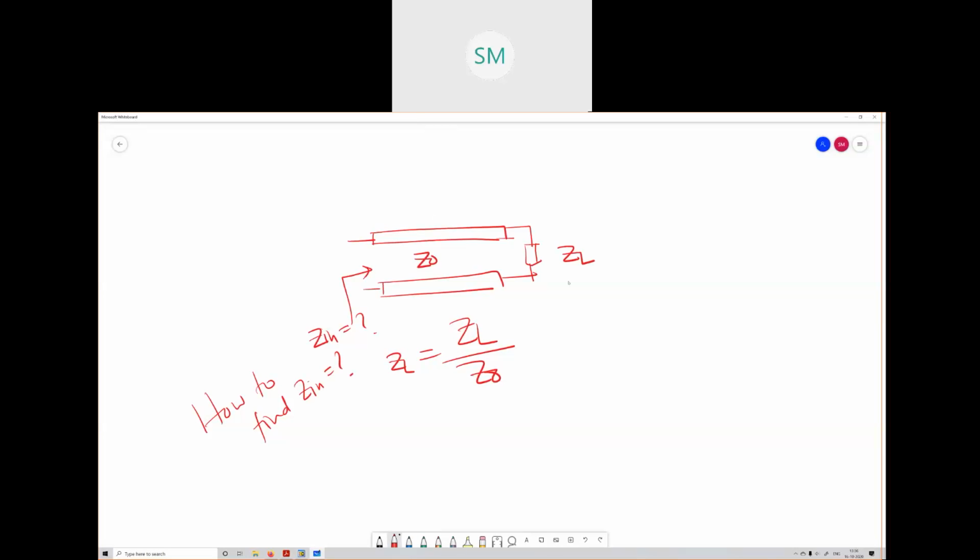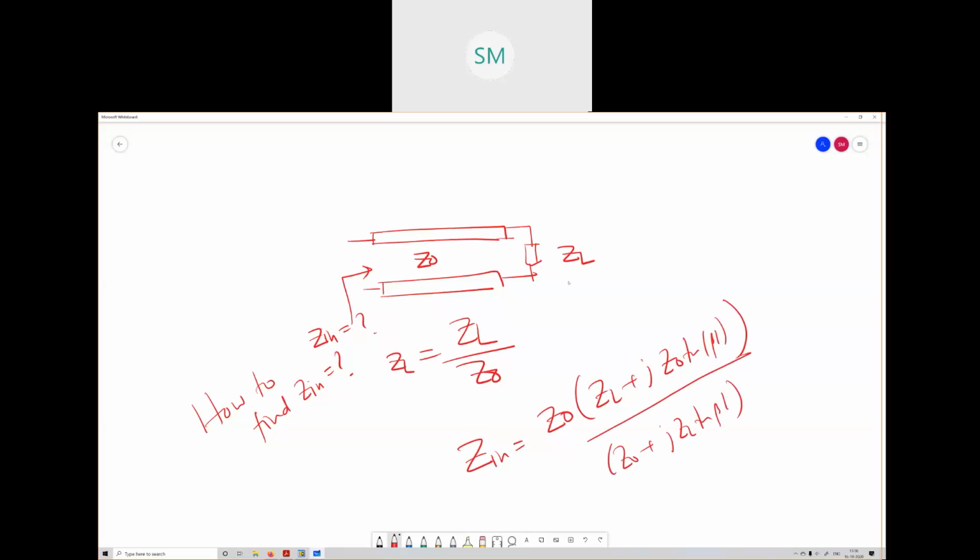Remember that big formula we had, that Zn equal to Z0 times (ZL plus j Z0 tan beta L) divided by (Z0 plus j ZL tan beta L). We derived this formula in the class, remember? So that is one way of finding Zn. But if we don't want to go into that, we have to use the Smith chart. How to find Zn? We did it in the lab, I think.